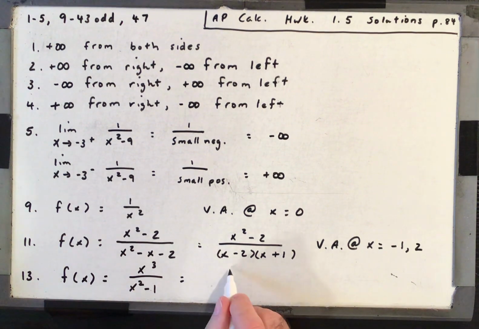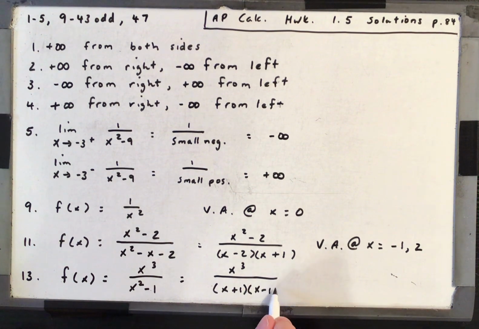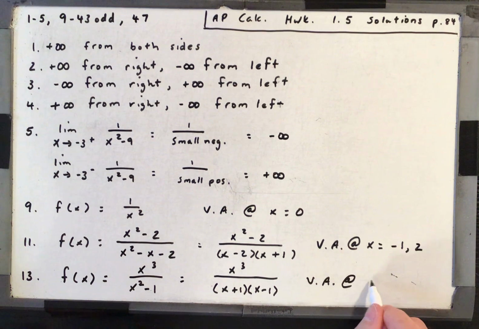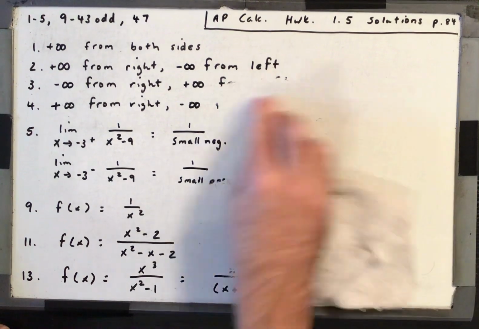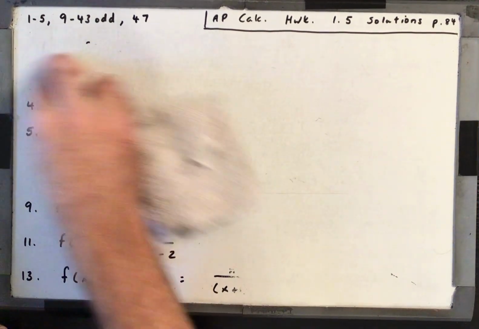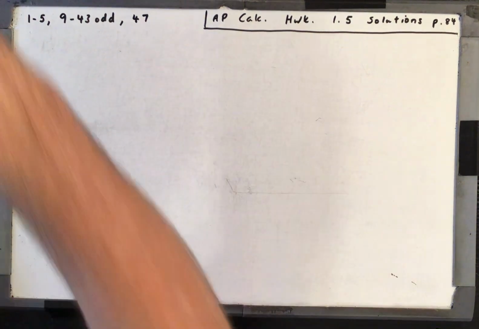For number 13, we have x cubed. Can't really do anything with that. We could factor into x plus 1 times x minus 1 on the bottom. So we'd have a vertical asymptote at x equals plus or minus 1. All right. Sorry about the confusion on number 4. I had to kind of eyeball that one again.